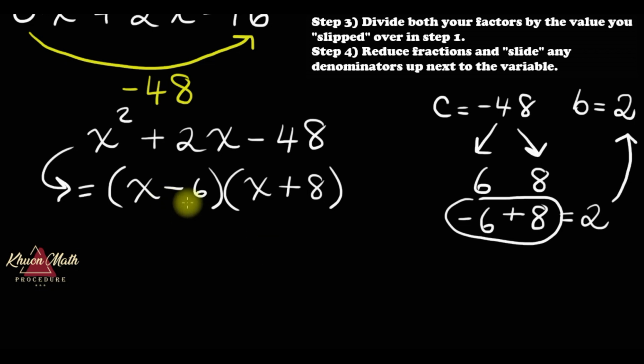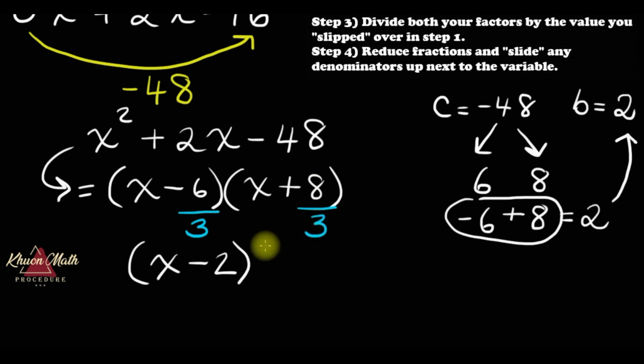So we take negative 6 divided by 3, and then 8 divided by 3. And then after you divide, you are going to reduce it. Negative 6 over 3 reduces to negative 2, and then 8 over 3 cannot be reduced, so that stays the same: x plus 8 over 3.